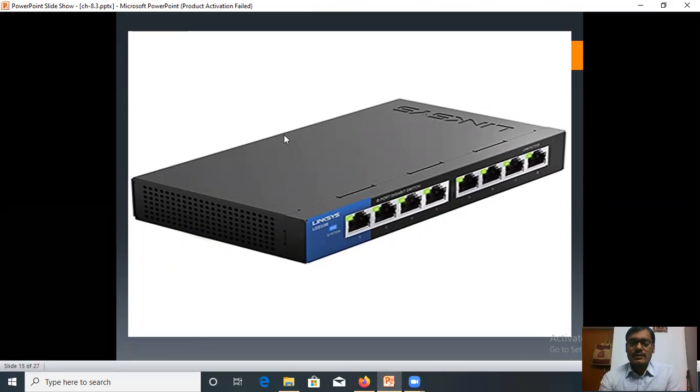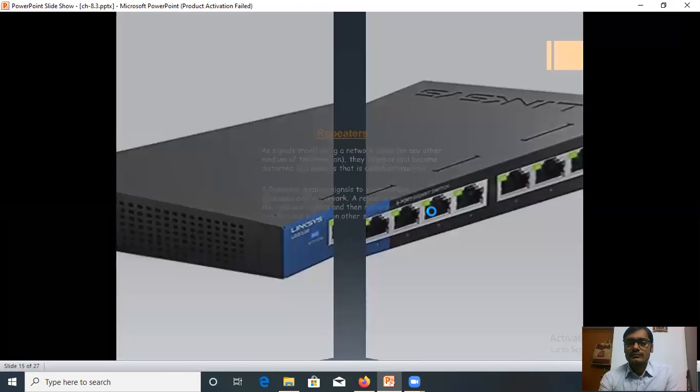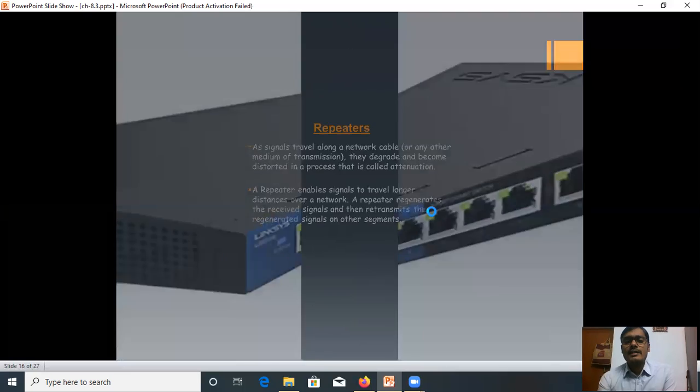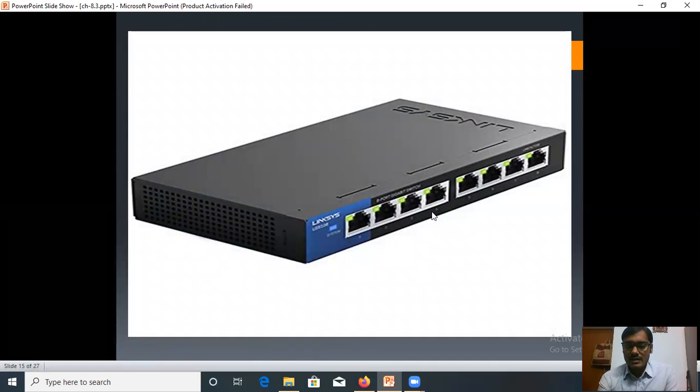You can see different jacks. This jack is known as the RJ45 jack. RJ means registered jack. In this RJ45 jack, data cables can be connected. LAN wire or network cables can be connected in this jack.